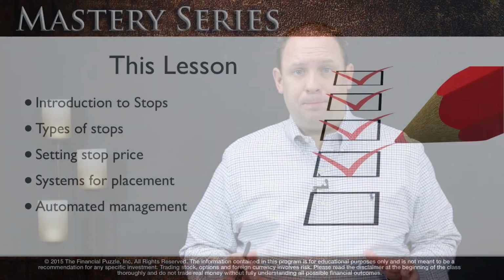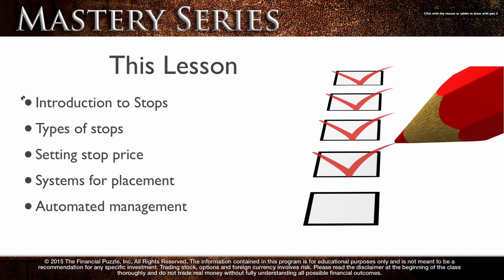So let me tell you what we're going to look at in this series of lessons today. First thing we're going to do is talk about an introduction to stops so you get a basic understanding of how stops work. Next, we're going to look at the different types of stop orders. And then we're going to talk about setting your stops, kind of the more traditional way. And then finally, we're going to get into the bulk of the last half of it here, which is focused on systems for placing stops. And then finally, we'll talk about automating some of your stop management. It's going to be a great lesson, so let's get started with an introduction into stops.